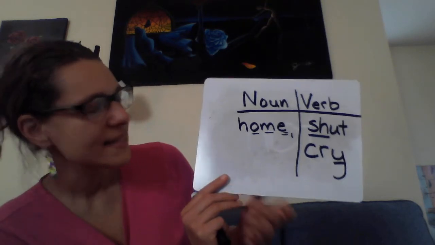We just want to practice nouns and verbs right now because there's more parts of speech to learn, and the faster we understand and know how to tell if something is a noun or a verb, then we'll be able to move on to those other parts of speech.